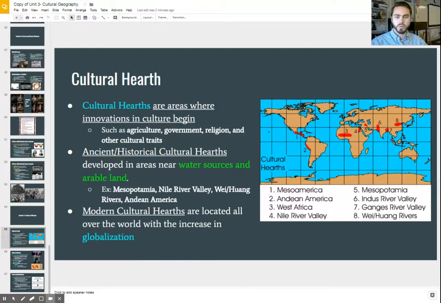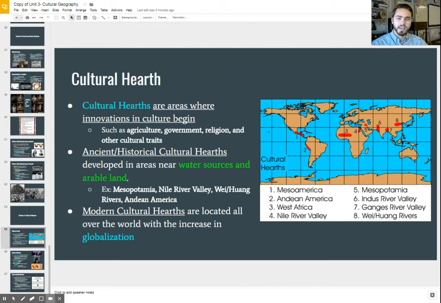All right, so before we talk about how something moves from one place to another, we have to understand that obviously it has to start somewhere. And we call that somewhere its hearth. A cultural hearth is an area where a specific cultural trait begins. That could be any type of cultural trait that we've mentioned before. It could be religion, it could be a language, it could be clothing style, a particular food. It could be anything that pertains to culture and where it began.